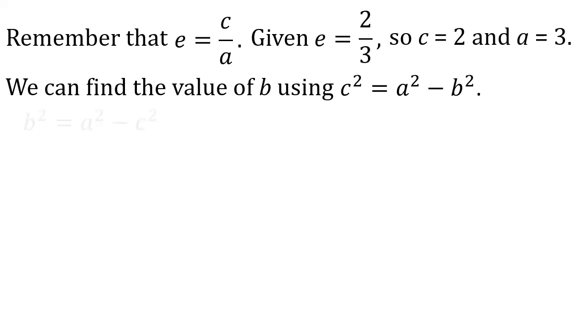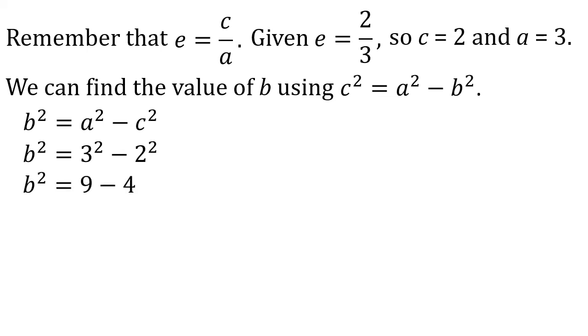So since we'll be looking for b, let us manipulate the formula. It will become b squared equals a squared minus c squared. Then substitute the values of a and c, which are 3 and 2 respectively. So we're going to have b squared equals 3 squared minus 2 squared. b squared equals 9 minus 4. b squared is equal to 5. So b is equal to square root of 5. So let's write it as it is, an irrational number. It's okay.